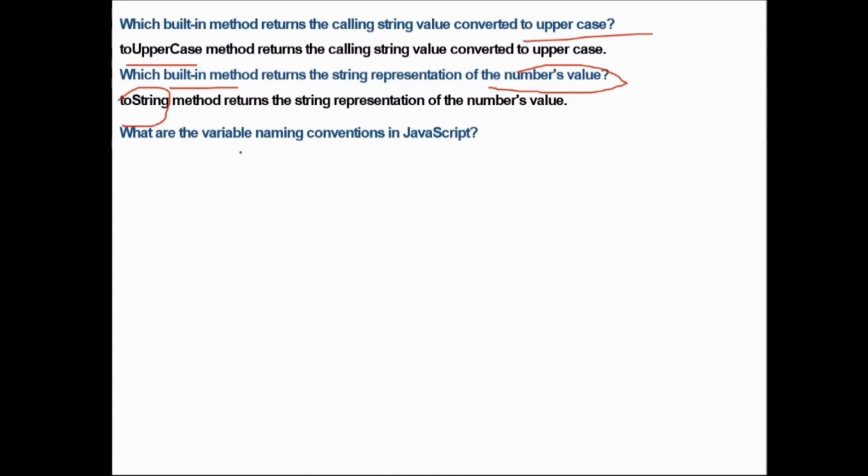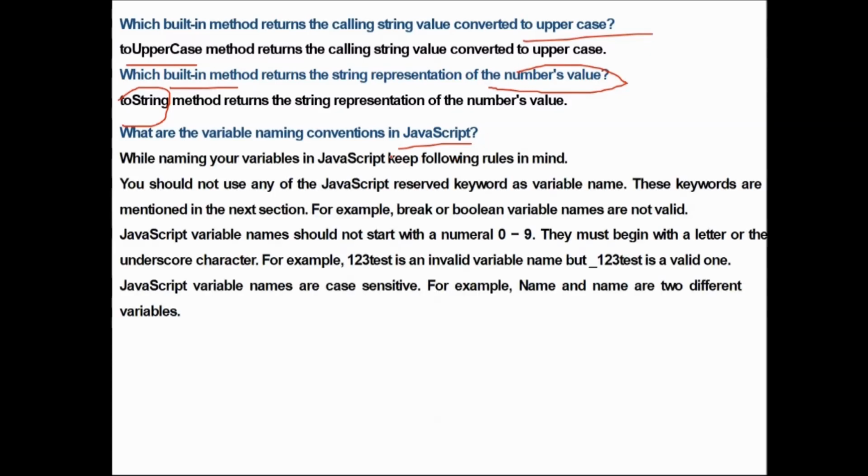Now what are the variable naming conventions in JavaScript? These are the naming conventions of variables. While naming variables in JavaScript, we have to keep these things in mind. You should not use any of the JavaScript reserved keywords as a variable name, so keywords are not allowed. These keywords are mentioned in the next section, we'll see shortly. For example, break or boolean are not valid variable names because these are JavaScript reserved keywords.